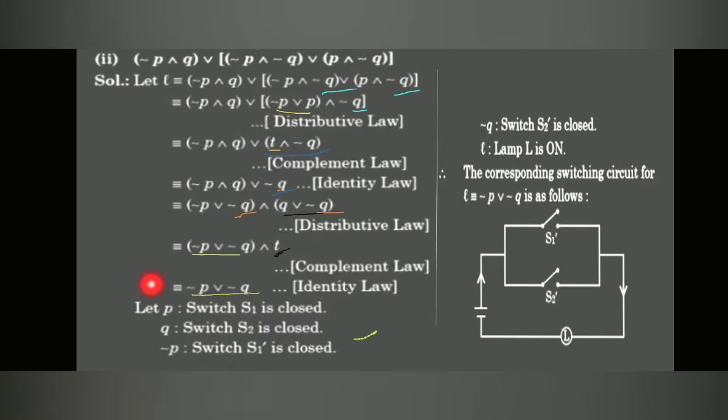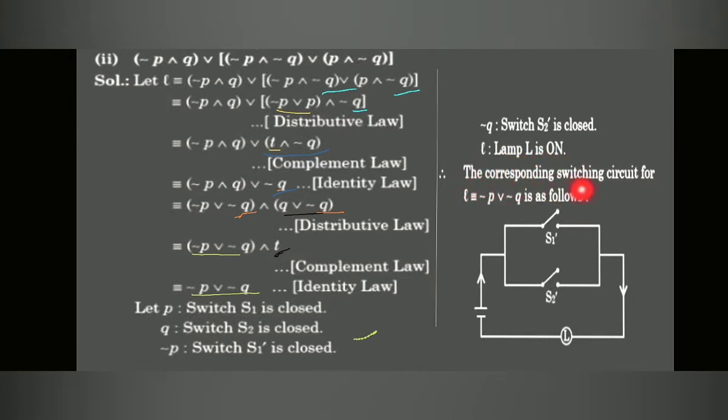Since the statement P is a statement, switch S1 is closed, Q is switch S2 closed, and second, ¬P is switch S1 dash closed, and ¬Q is switch S2 dash closed. Here it is ¬P and ¬Q, but we write the first positive statements P and Q, and then write ¬P and ¬Q, remember, and last write L, the lamp is on.